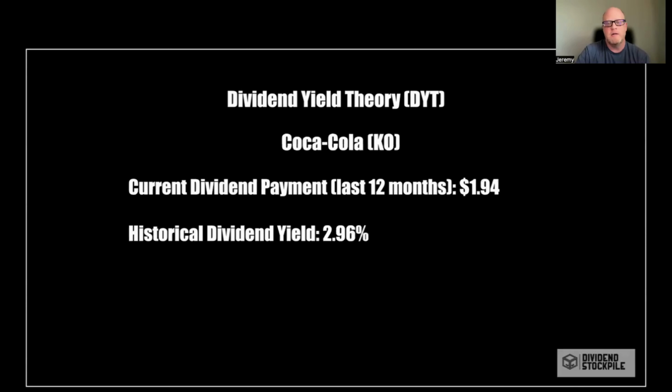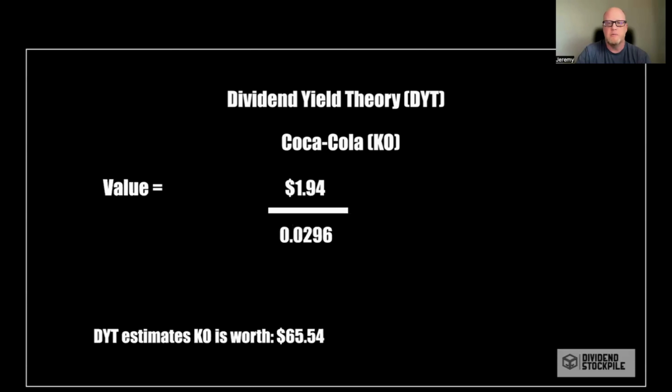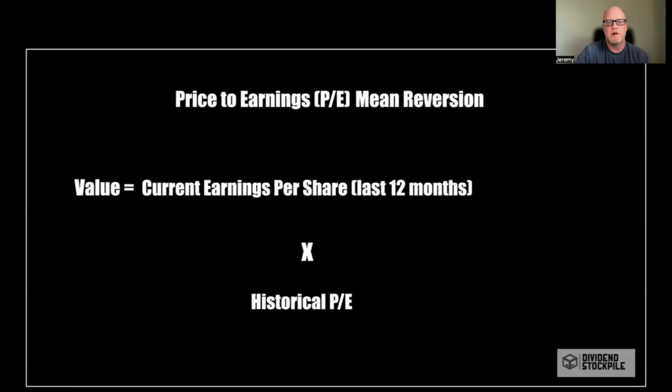Okay, so again, these are the inputs you need: current dividend payment and the historical dividend yield. Based on that, looking at Coca-Cola, we have a current dividend payment of $1.94 per share, and the historical dividend yield of Coca-Cola is just under 3% at 2.96%. Putting that into our simple calculation, the dividend yield theory estimates that Coca-Cola is worth $65.54.